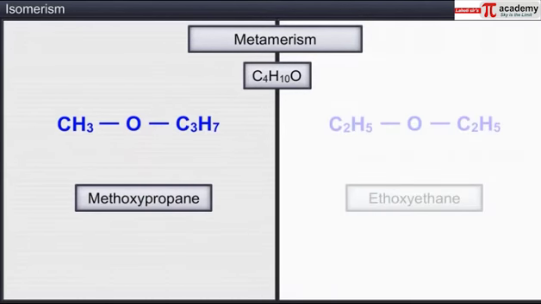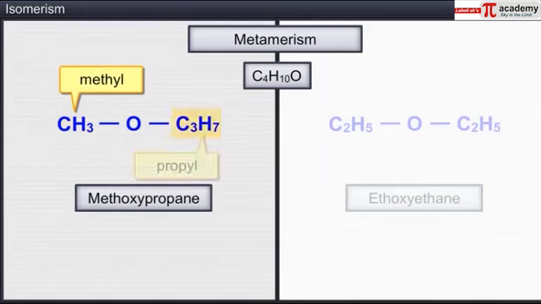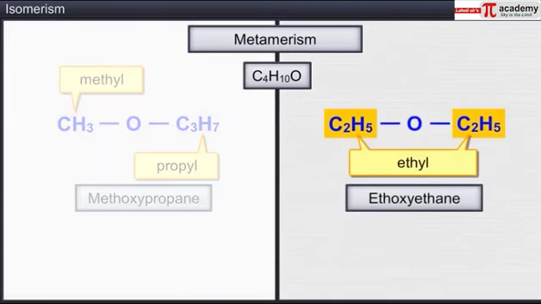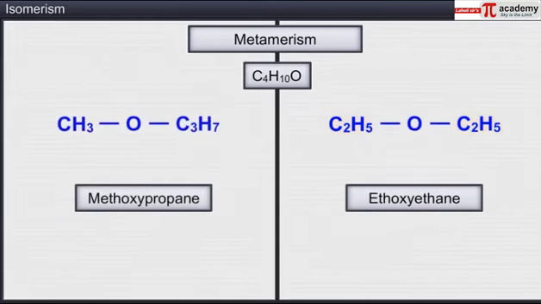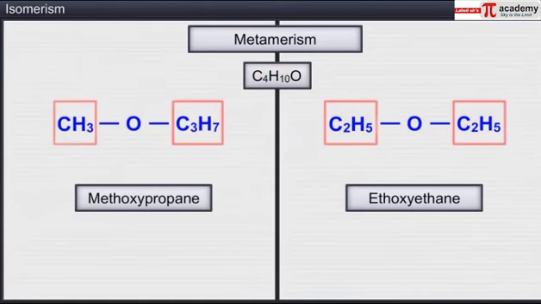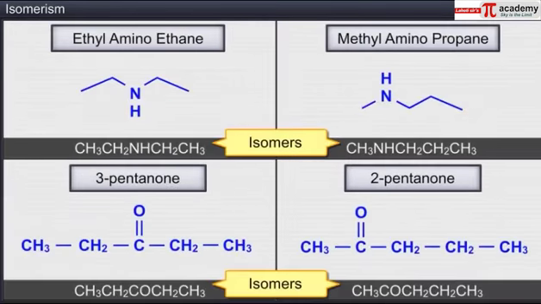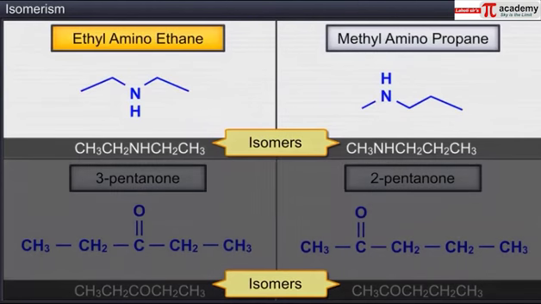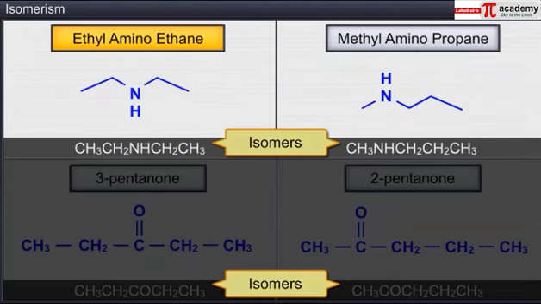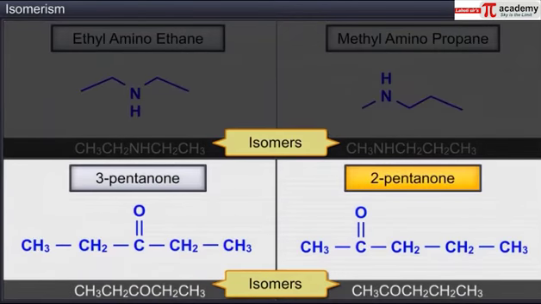In case 1, methyl and propyl are attached to either side of the functional group, and in case 2, ethyl groups are attached to either side of the functional group. Metamers may also be regarded as positional isomers. Some metamers are ethyl aminoethane and methyl aminopropane, 2-pentanone and 3-pentanone.